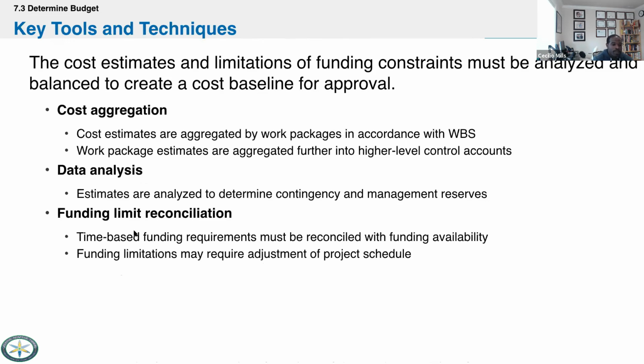Okay. The tools and techniques that we use are cost aggregation, just adding everything together and rolling it up. That's all we're doing here. We may analyze the data. We may reanalyze some estimates to determine if they're still valid, or if we need more reserves. And then we'll look at funding limit reconciliation.